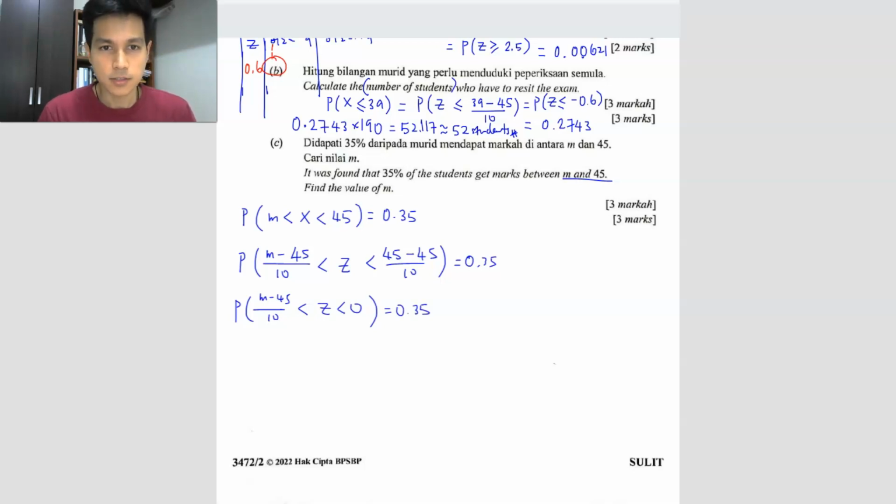Let us draw this first. If you draw the graph, this one is M. Here's the center, and the center is always 0. And then this is M minus 45 over 10. So that means you know that 0.35 is going to be this side.